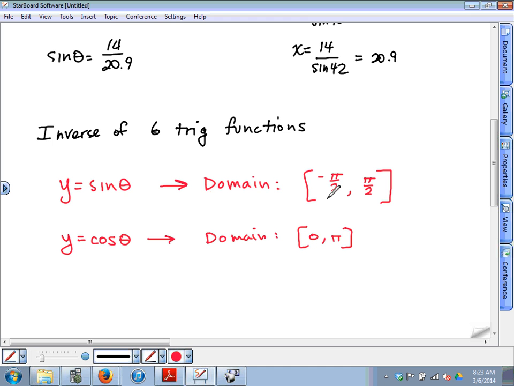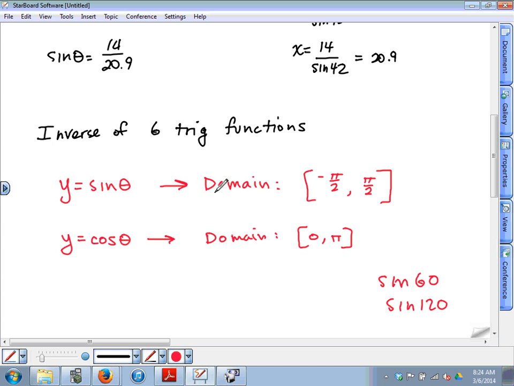Now, if you're curious why the domains are restricted differently, here's just a quick explanation. If we considered the sine function from 0 to pi, think about where 0 to pi is. Which quadrants, I mean? It's quadrants 1 and 2. Isn't the sine the same in quadrant 1 or 2? What if I asked you for the sine of 60 or the sine of 120? Those are both in quadrants 1 and 2. There isn't any difference between those two. The sine of 60 is equal to the sine of 120.